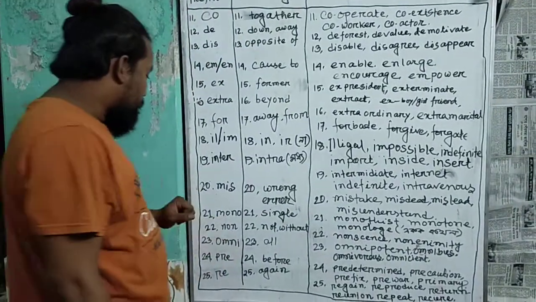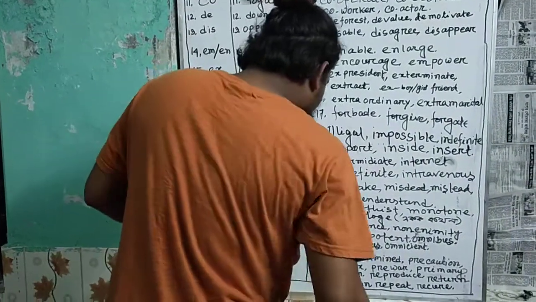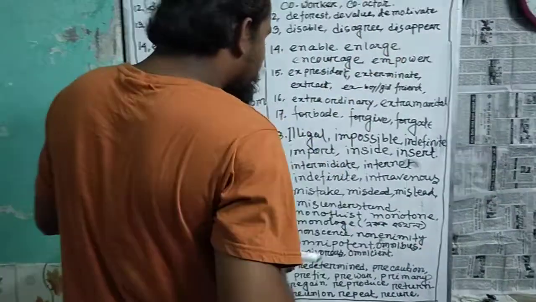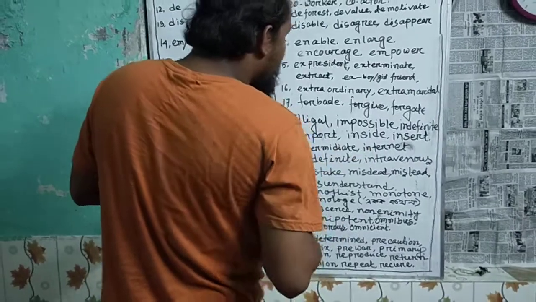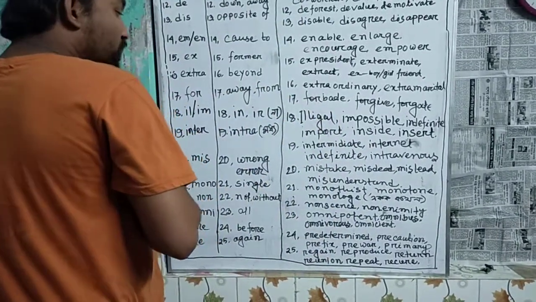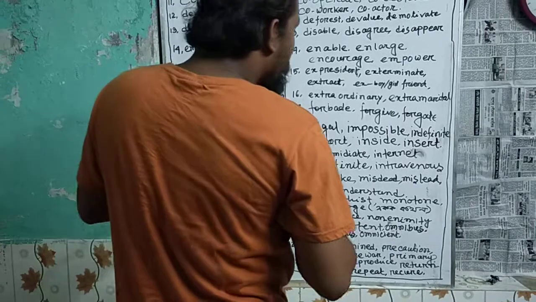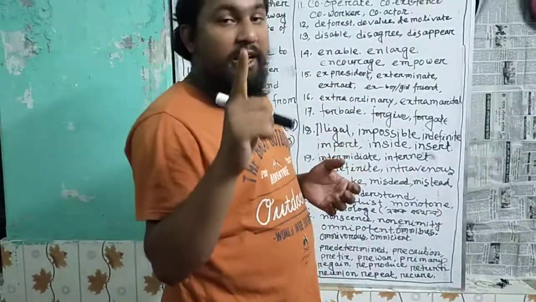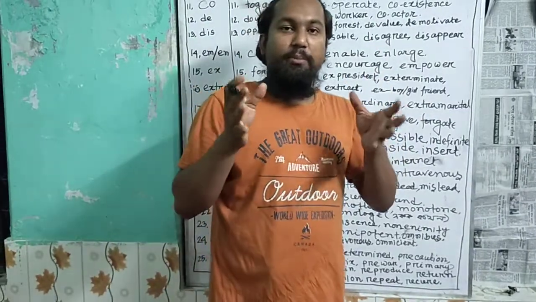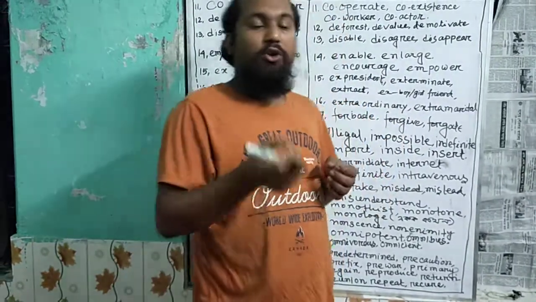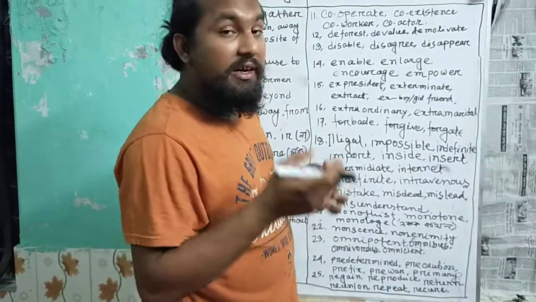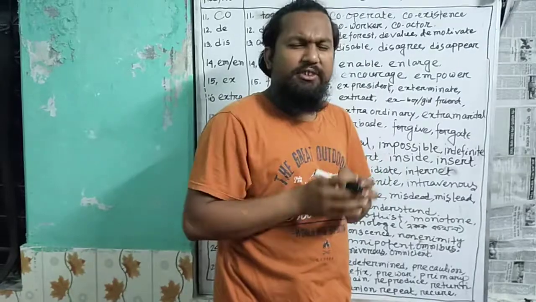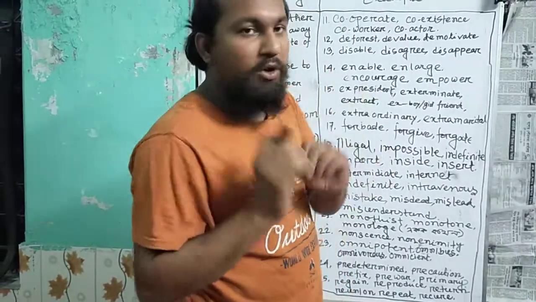21, mono. Here mono is single, and you have to know the meaning simply: mono is only one, and that is called one person or one thing, etc. Such as monotheist, monotone, monologue. Monologue means when one speaks alone on the stage of a drama, and that is called a monologue. Soliloquy is the synonymous word of monologue, but there is a small difference between soliloquy and monologue. Okay.